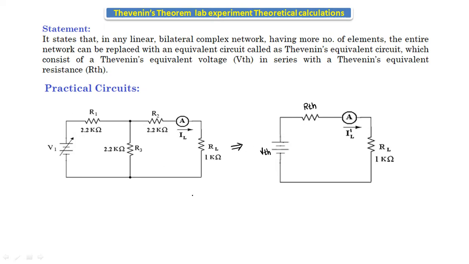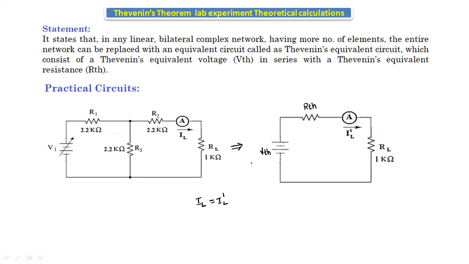In this, we have to prove that the current passing through the load resistance in the given circuit is IL. After finding the equivalent circuit, again we have to find the current passing through the load resistance, which we are assuming as IL dash. So finally, if IL is equal to IL dash, then we can say that Thevenin's theorem is verified.